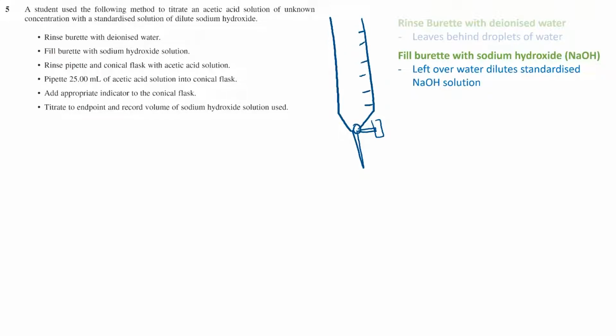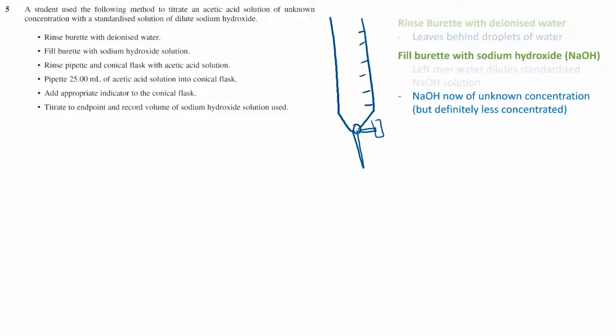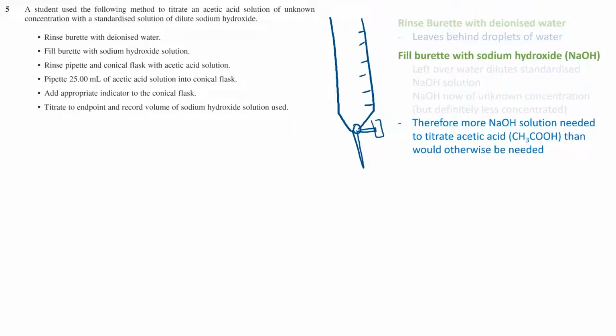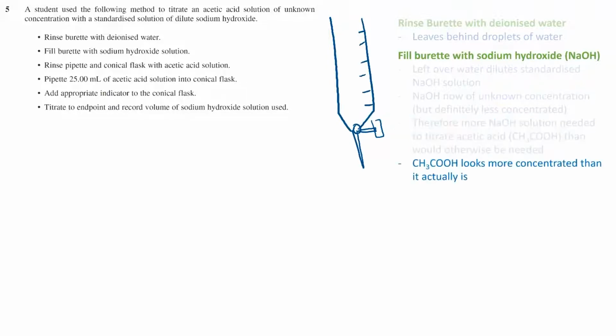Sodium hydroxide, now slightly more dilute, is of an unknown concentration. It's definitely less concentrated though because the water has diluted it. This will mean that when you are titrating against acetic acid, you're going to need more sodium hydroxide solution in order to reach the endpoint. When doing your calculations, it'll look like you need more moles of sodium hydroxide in order to titrate the acetic acid, and therefore makes the acetic acid solution look more concentrated than it actually is.